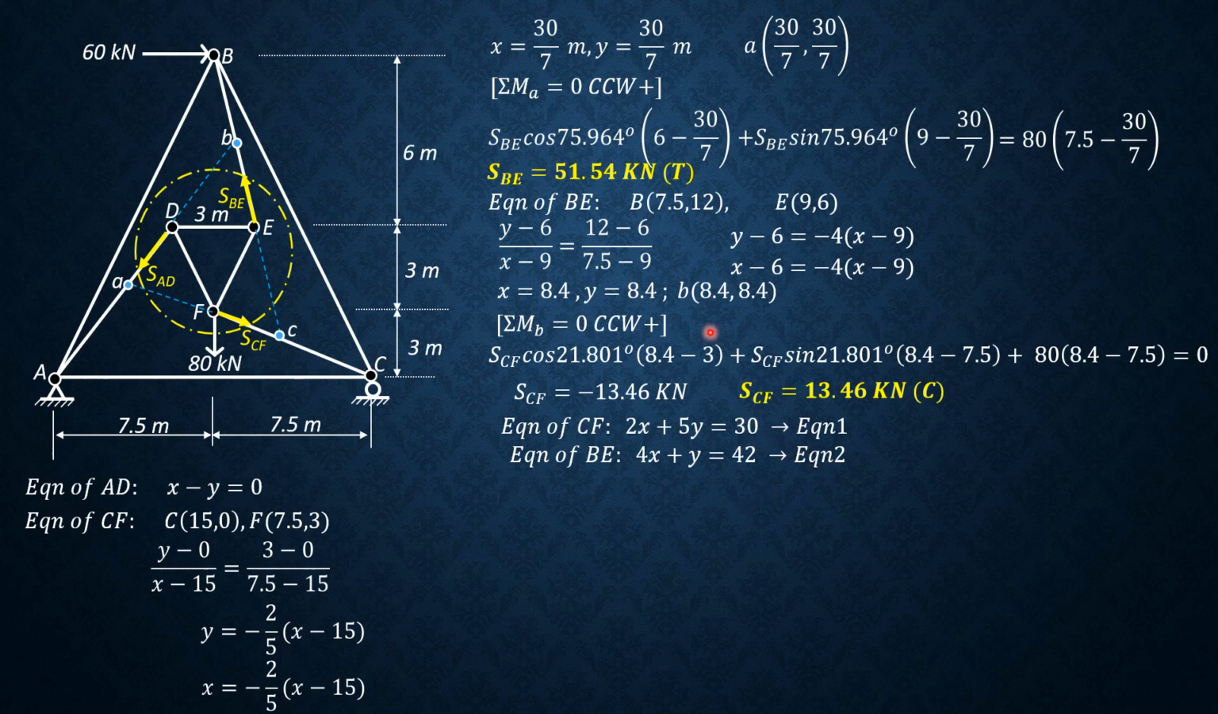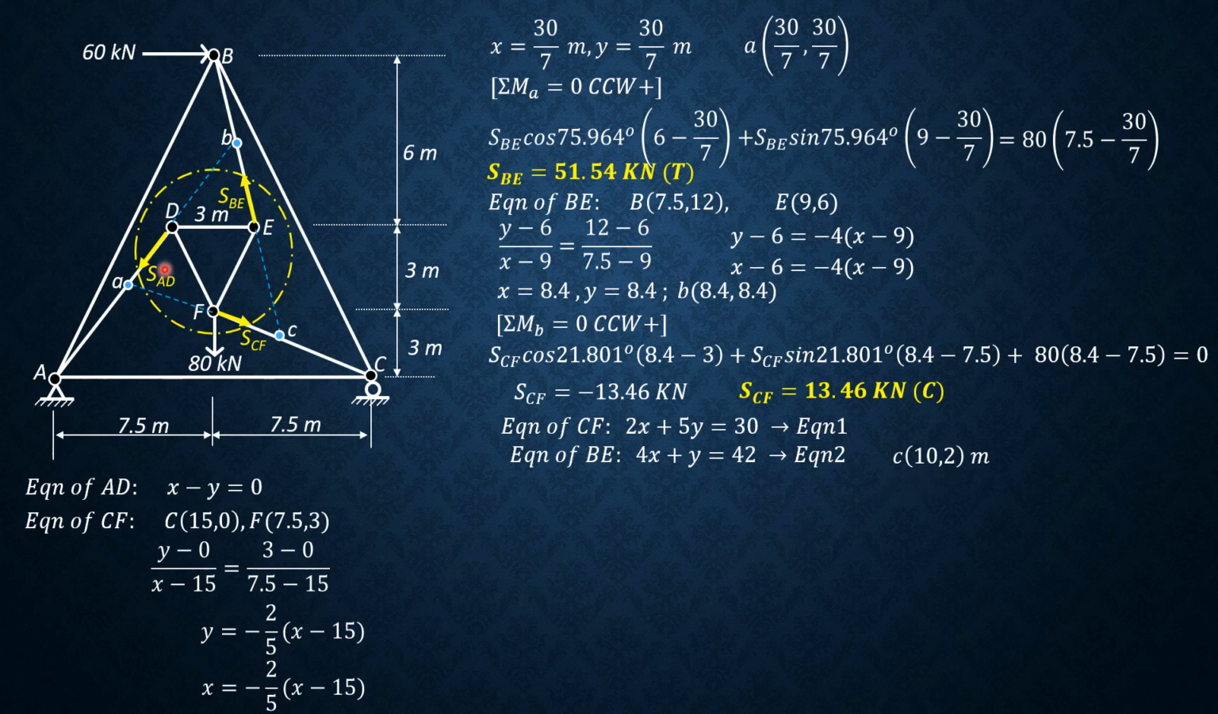For BE, on the other hand, this is BE. So negative 4x to the left, so 4x plus y. Then negative 4 times negative 9 is 36 plus 6, 42. So that's why we have 4x plus y equals 42, equation of BE. Solving these two equations simultaneously will give us the location of point C, which is at 10, 2. So you just solve these two equations simultaneously. You will find that C is at 10, 2 meters.